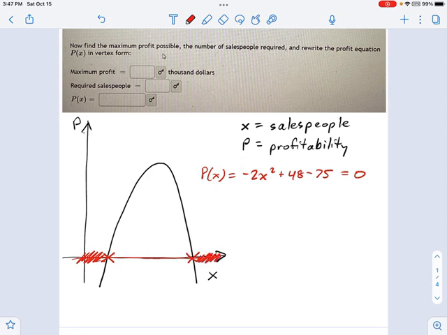Likewise, if I have too many employees, they're all standing around, they have nothing to do. Too many salaries, it's not profitable. But there's a sweet spot, and we have to find that. So the way you solve this is using the quadratic formula, right?